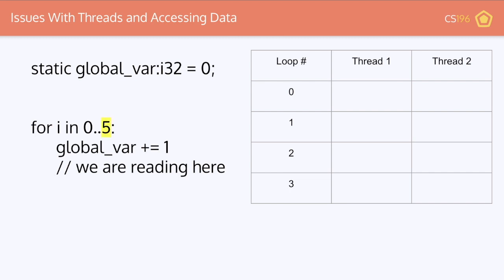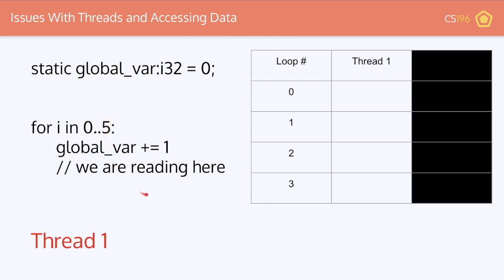So notice that we have this value here. Notice that we're in thread 1 now. So thread 1 doesn't really know what thread 2 is doing. It's not really aware of this at all. It's just doing its own thing independently, and we're not communicating with thread 2.